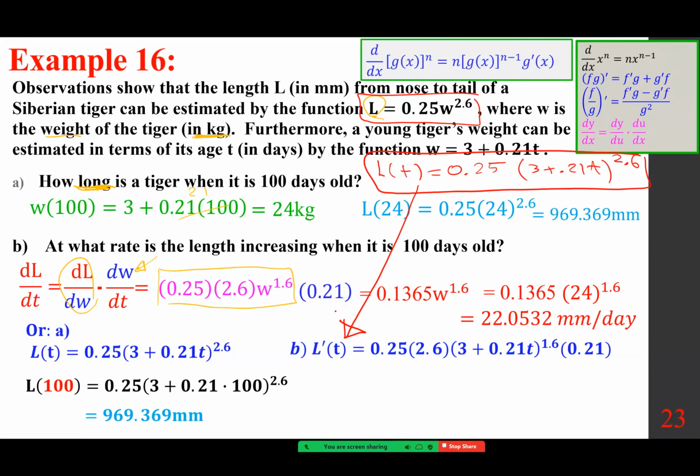So 0.25 remains. 2.6, the exponent becomes the coefficient. You write the same thing to the power of 2.6 minus 1, or 1.6. And now the chain rule, the derivative of the inside, which is 0.21. I hope you see how we arrive at this. And if you multiply this number and this number, you get this. This is L prime of t, or dL dt. And t is 100. And that gives you exactly the same answer as here.